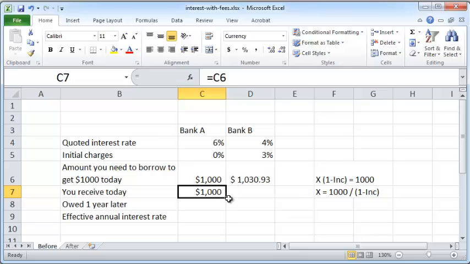Whether you use Bank A or Bank B, you're going to get $1,000. So the difference in Bank B is that in order to get this $1,000 in your hand today, you'll actually have to start off by borrowing $1,030.93, and the bank keeps $30 of that because that's a 3% initiation charge, and you get the remaining $1,000.